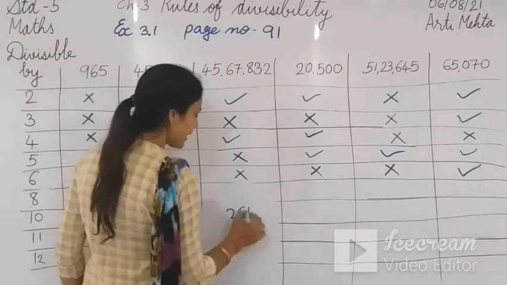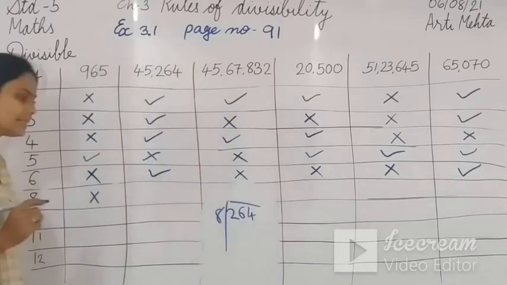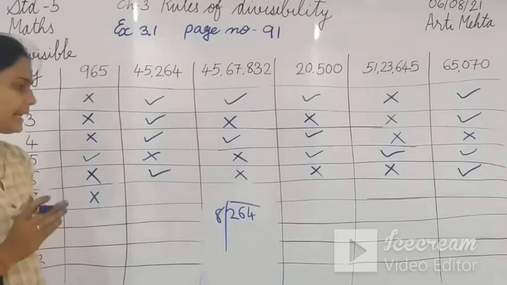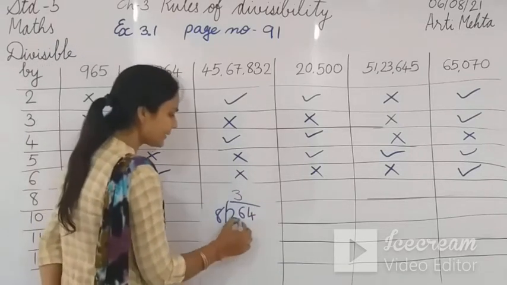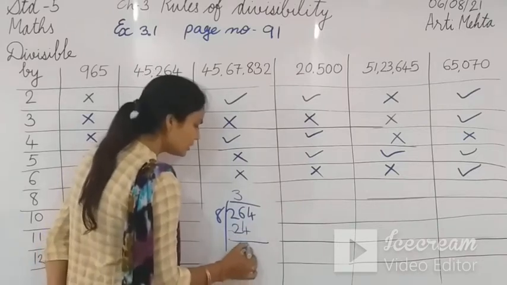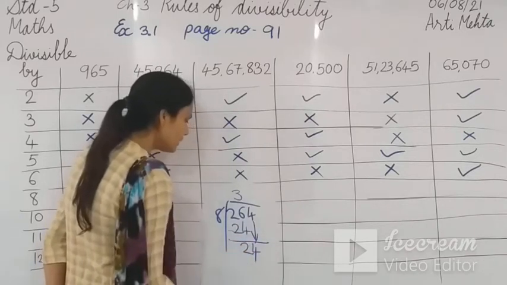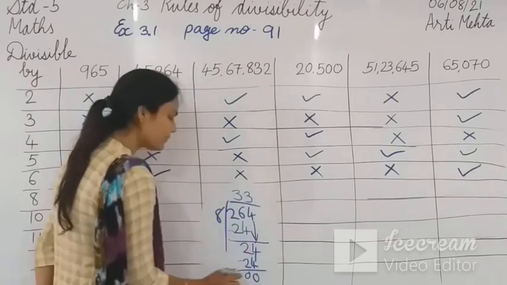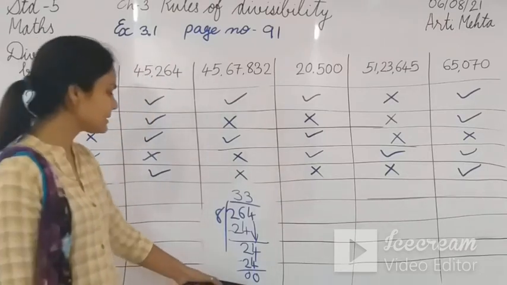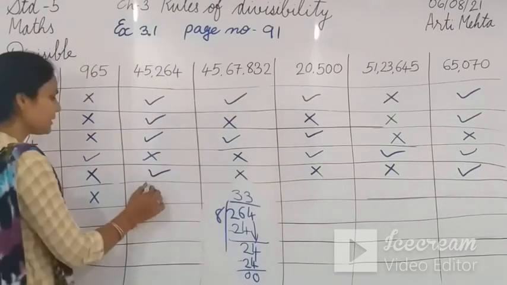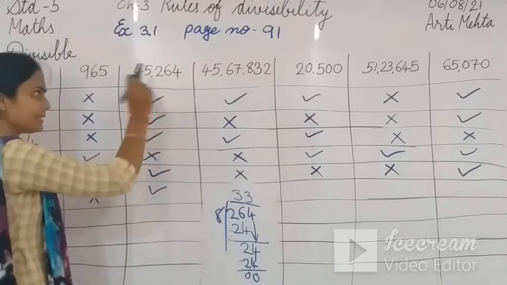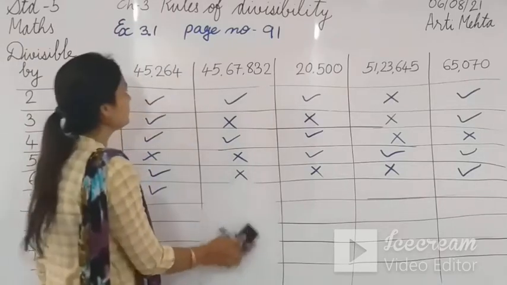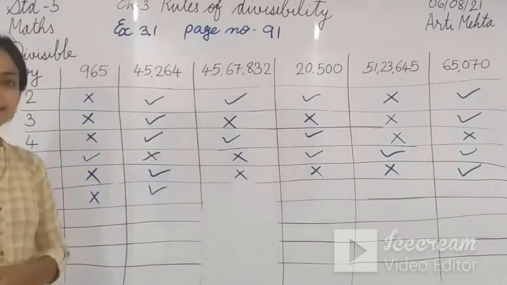See here, is 264 divisible by 8 or not? We have to decide it. 8 ones are 8, 8 twos are 16, 8 threes are 24, 26 minus 24 is 2, bring down 4. Now 8 threes are 24. The remainder will be 0, 24 minus 24 is 0. The remainder is 0, that's why we can divide by 8. The last 3 digits are divisible by 8, so the whole number 45,264 is divisible by 8. Understood?